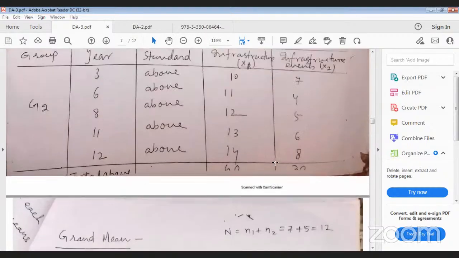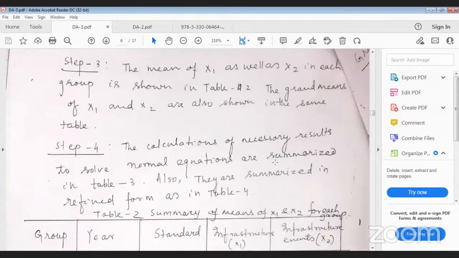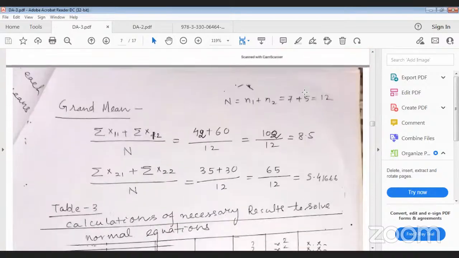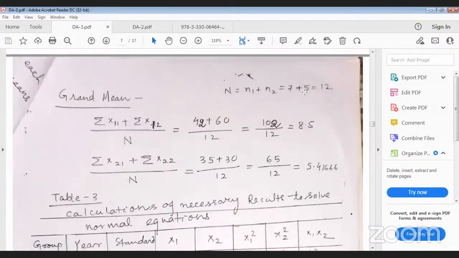The grand mean is also in step 3. Step 4 is different: calculating the necessary results to solve the normal equations. In step 3, first calculate the mean of each group, then calculate the grand mean. The formula is: for each group, x1 group and x2 group, the summation you have calculated is divided by the total number of data.